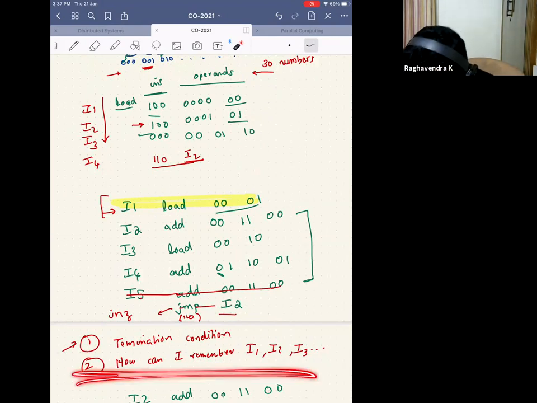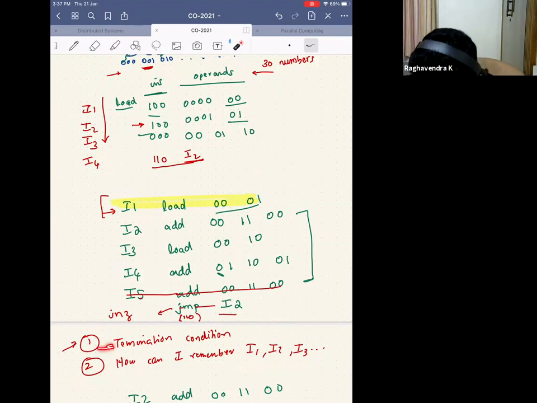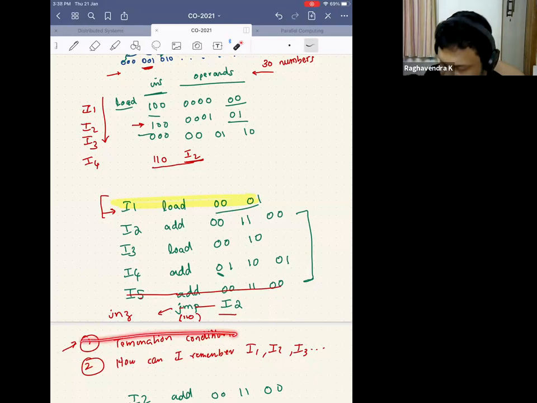So we have understood till this part, which means that I have to figure out what is the termination condition and how can I remember I1, I2, I3. Let's not worry about how can I remember this. We are only talking about how can I find out the termination condition. All right, so that's my main goal. How can I terminate it? Because I want to add only 30 numbers, how can I finish writing these 30 numbers?